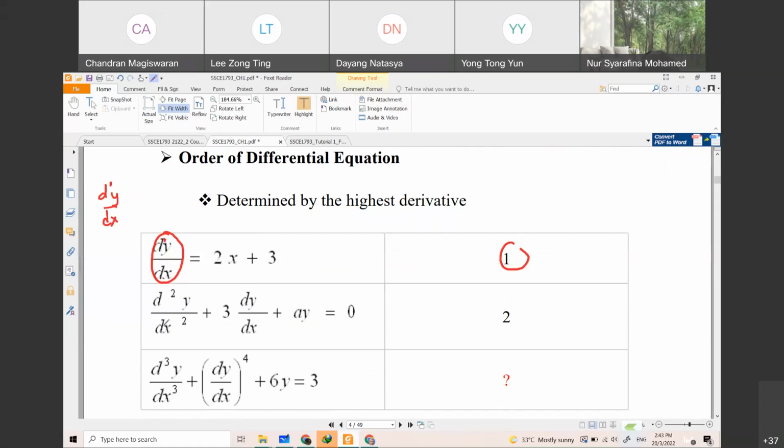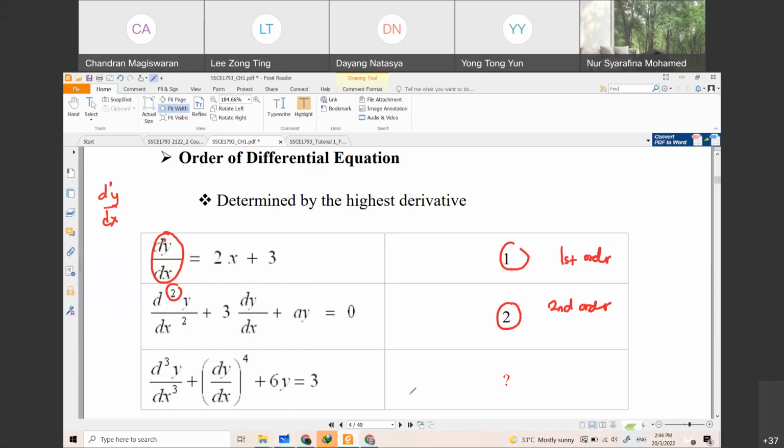Okay, let's take a look at the second one. The order is determined by the highest derivative. So what is the highest derivative for this example? dy/dx or d squared y over dx squared? d squared y. Okay, d squared means you differentiate twice. So this is the highest. What is the value of the highest one? It is 2, which means it is second order. This is first order.